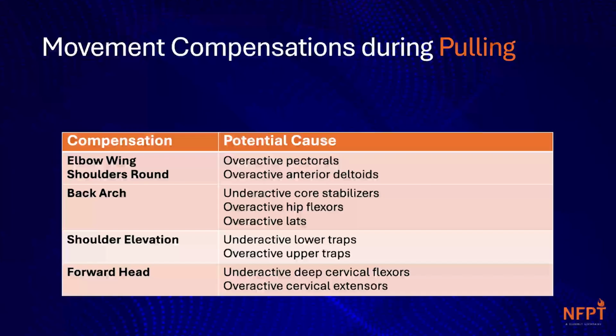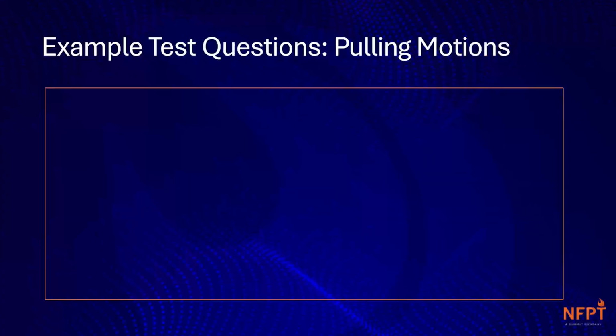And then lastly, we have a forward head. And this looks like when the head just migrates forward, especially when the movement gets more challenging. And in that instance, the underactive muscles are the deep cervical flexors, and the overactive muscles are the cervical extensors. All right, so that was a brief rundown of the different motions that are going on during a pulling movement pattern.